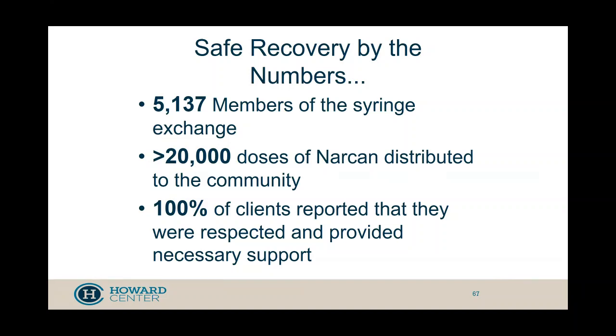So we really work hard to make sure that we know that we are life-saving, and we know that access to medication and access to Narcan is really what's keeping people alive. So we have never no trespassed a client from here. We've never kicked anybody out of our program, and we think that's absolutely essential. So Safe Recovery has 5,137 members. We've given out over 20,000 doses of Narcan, and 100% of our clients reported that they were treated with respect and provided necessary support. So we really feel like that was one of our most important statistics.